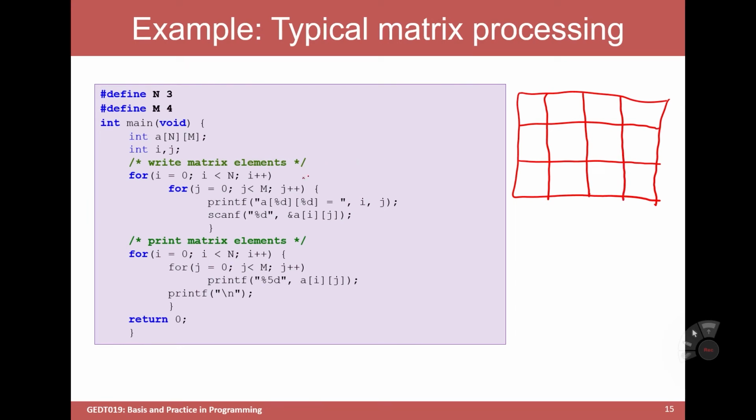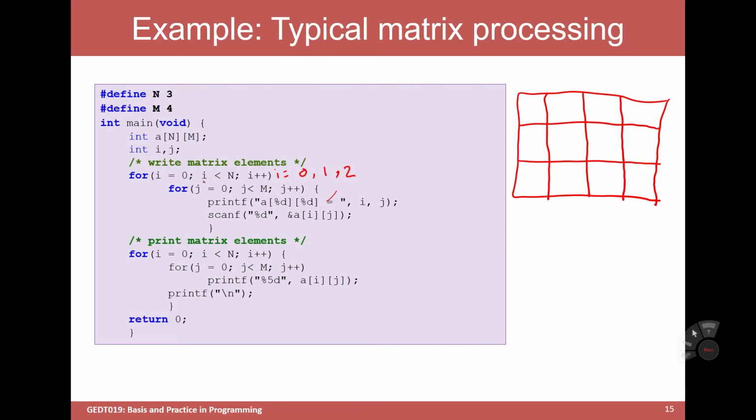And then I will say start from 0 to n. That means start from 0 to 3. 3 is not included, so 0, 1, 2. This is i. In the first loop i equals 0, in the next loop i equals 1, in the next loop i equals 2. If i is equal to 3, it goes out of the loop.